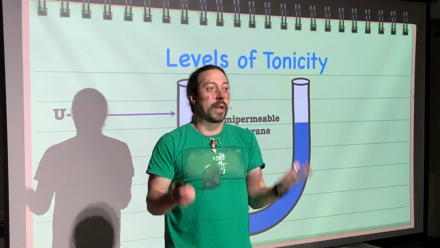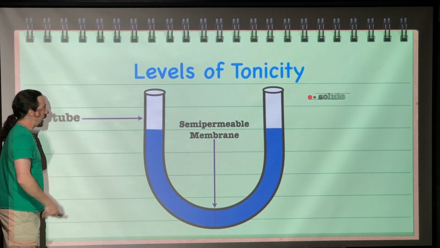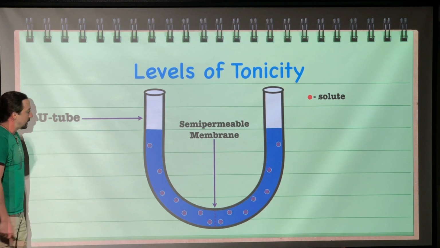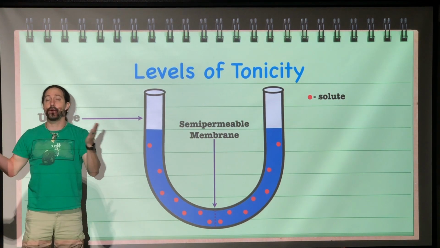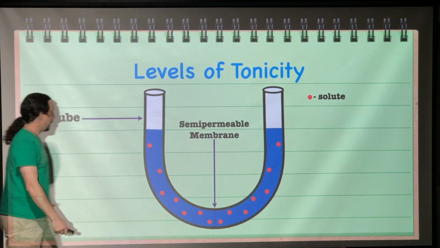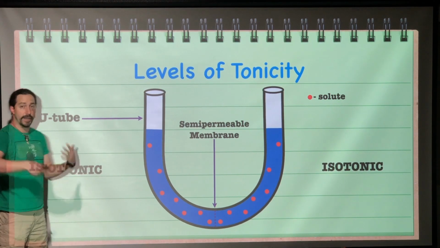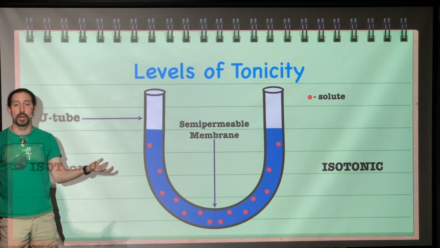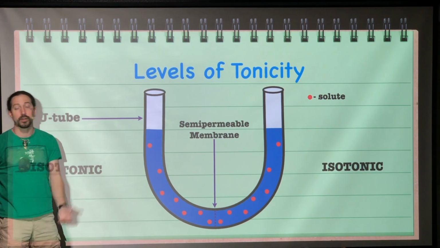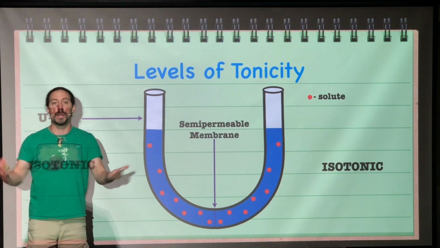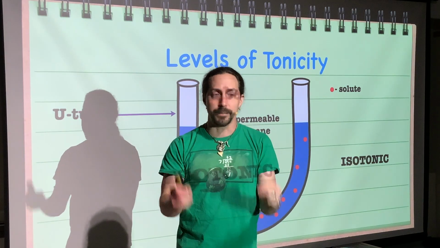But if we were to add solute to this, and we were to put solute on the left and solute on the right, now it matters how much solute is present. In this case, as it turns out, they have an equal amount of solute and an equal amount of solvent, so there's an equal concentration on both sides, and that means that both sides would be isotonic to each other, and the water would continue to be at dynamic equilibrium, passing in both directions equally.